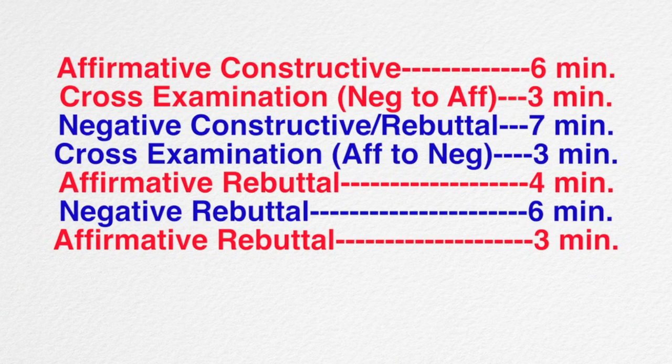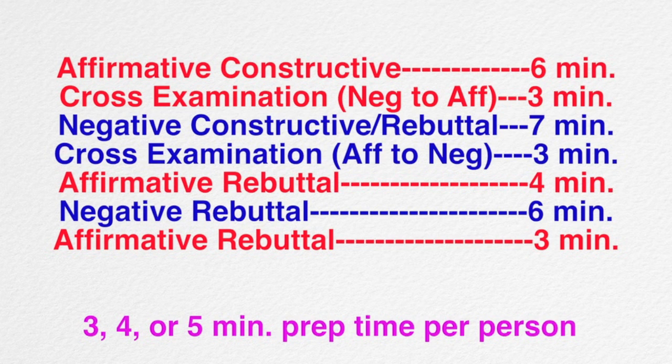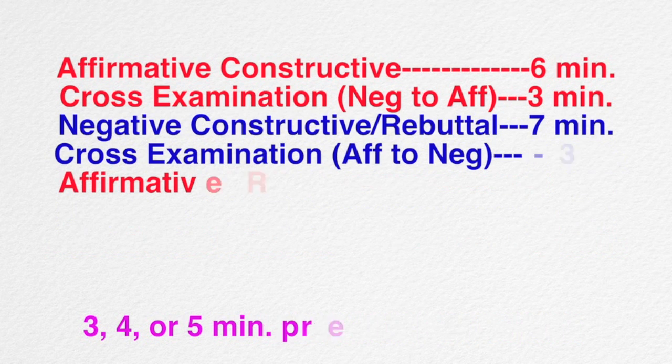A perfect LD round runs for 45 minutes, with each debater getting 13 minutes of speaking time, 3 minutes of cross-examination, and 3, 4, or 5 minutes of prep time depending on the tournament. Prep time can be utilized in between speeches or cross-ex at any time during the round, but most debaters take prep time before they give each rebuttal speech.